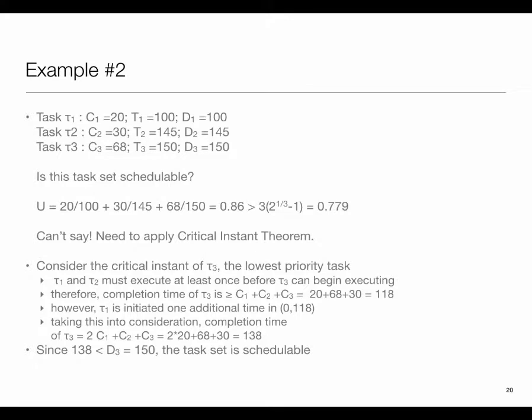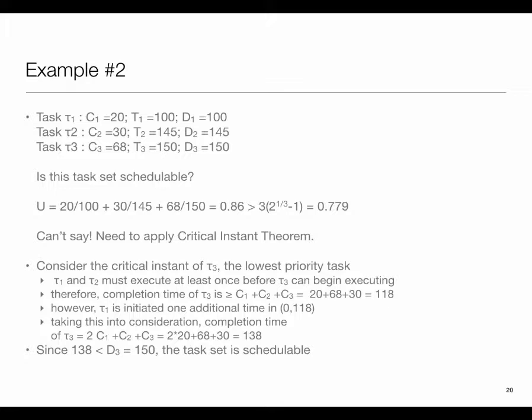Let's say I add a third task to this mix. This third task comes every 150, and C3 is equal to 0.68. I calculate U and I get 0.86, whereas for n equal to 3, the threshold is 0.779. So looking at this, I don't know. It may be schedulable, it may not be schedulable. So then I need to apply the critical instant analysis. Now, we already knew that tasks 1 and 2 are schedulable together.